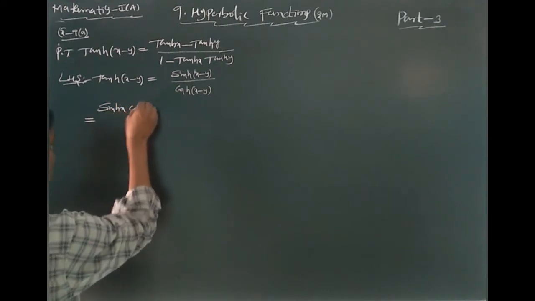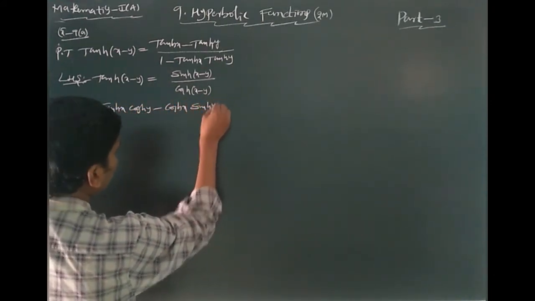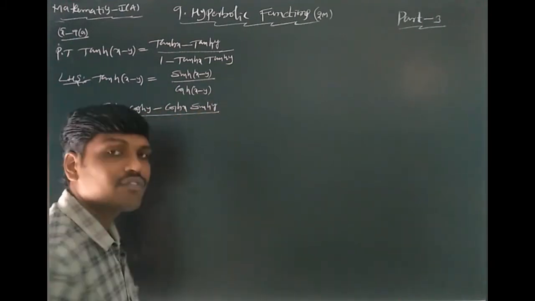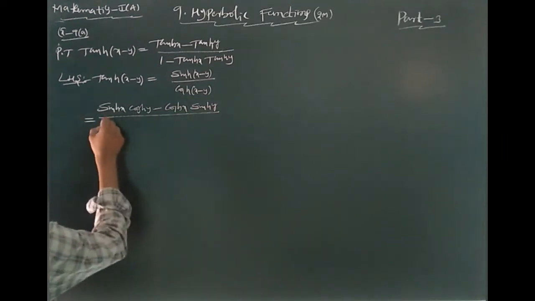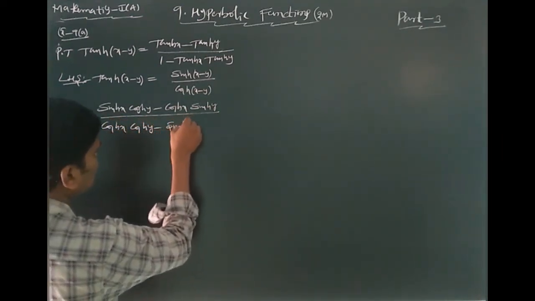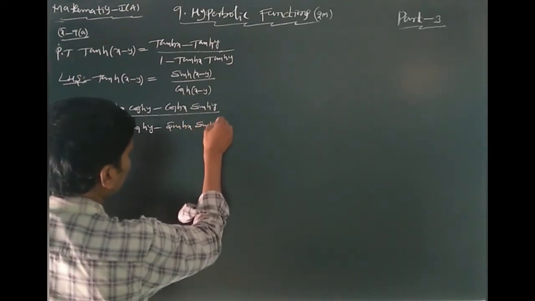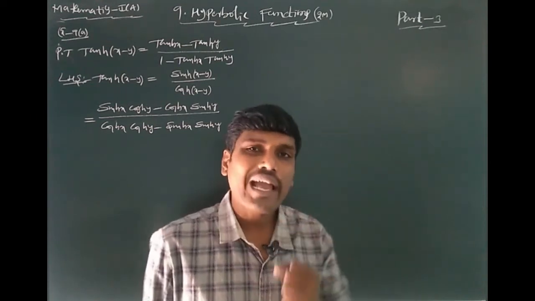Sinh x into cosh y minus cosh x into sinh y. This is the formula of sinh of (x minus y). Cosh of (x minus y) formula: cosh x into cosh y minus sinh x into sinh y. These formulas come under the compound angle formulas.